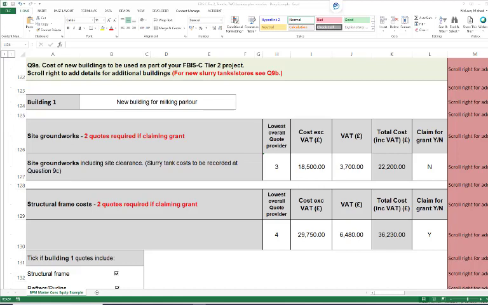Where one contractor is selected to complete all the works, then still 2 quotations for the complete job will be required. These quotations should list the cost of the different elements as laid out in the narrative, separating the cost out for groundwork, structural frame, concrete works, etc.